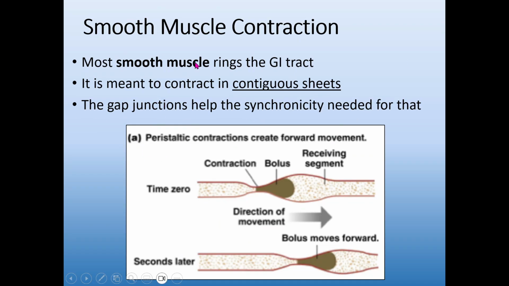So as an example, the smooth muscle with the digestive system, we want that contraction to happen completely across the entire tube and to move continuously as it's squeezing food through the small intestine, for example. We want that to be one fluid motion. So that synchronicity that's achieved through gap junctions is beneficial for the purpose of smooth muscle.